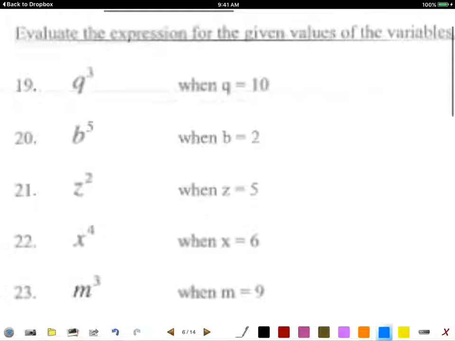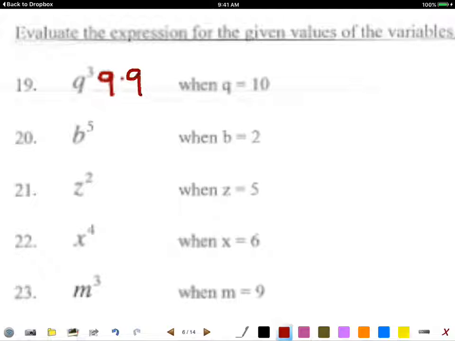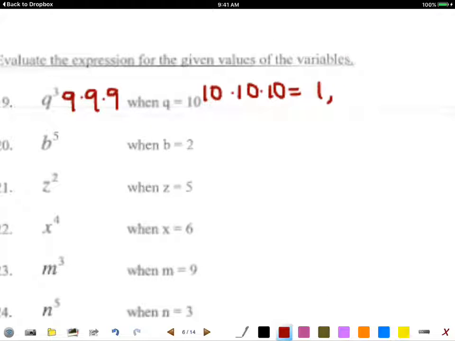Okay? Q to the third power. What does that mean? Q times Q times Q. Exactly. Q times Q times Q. Without a calculator, 10 times 10 times 10 is 1,000.